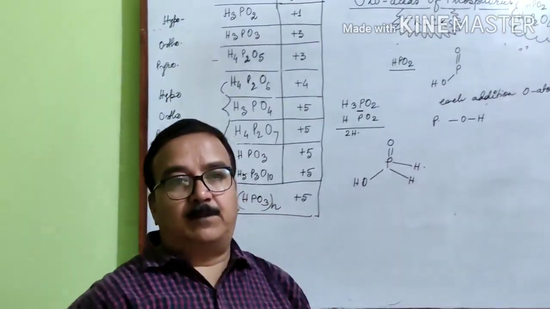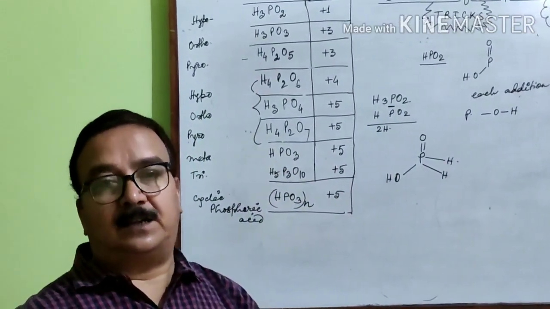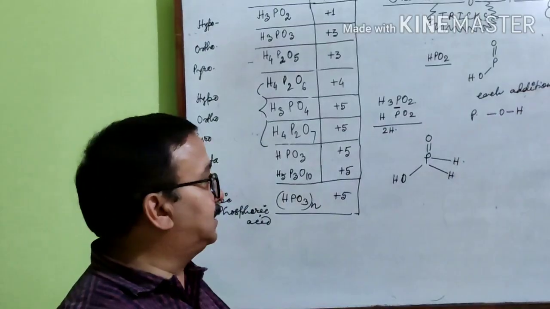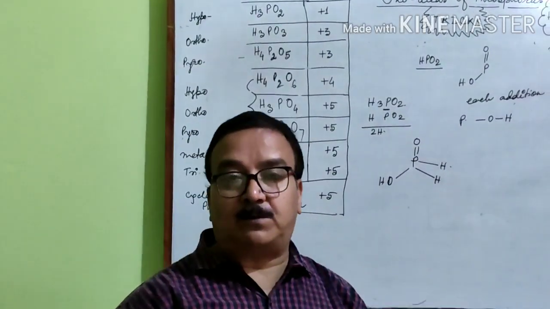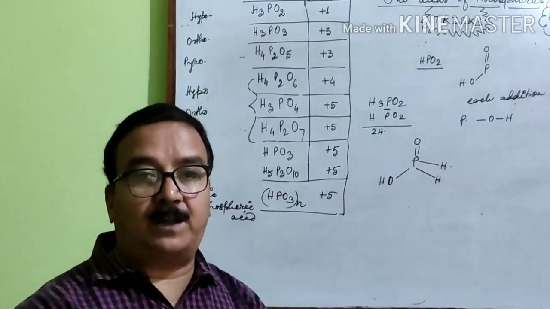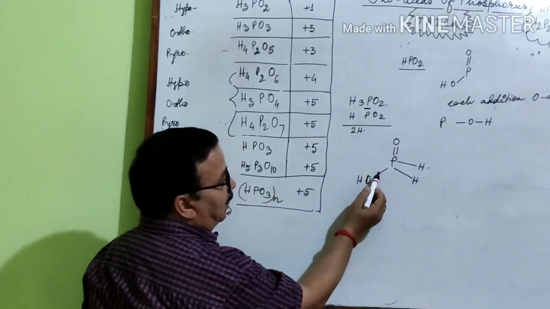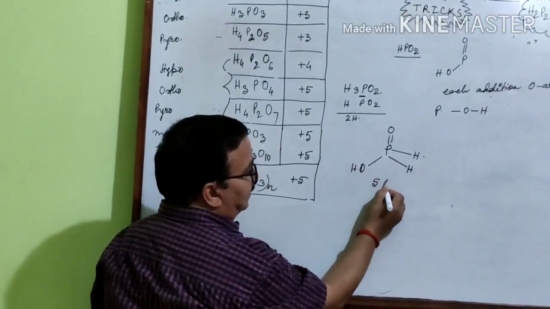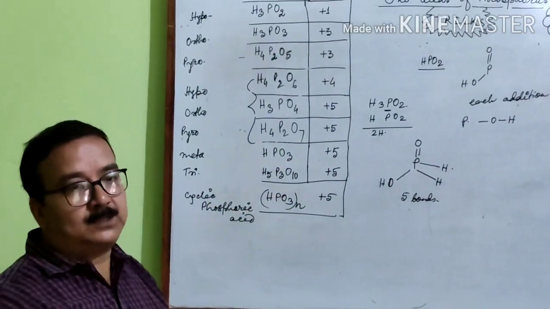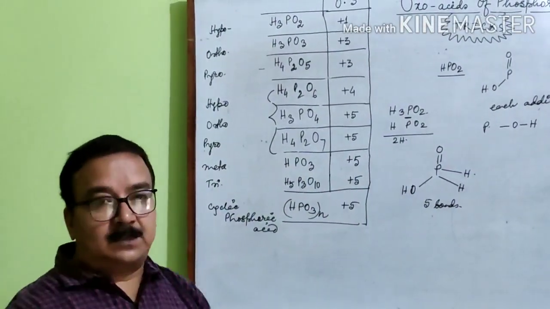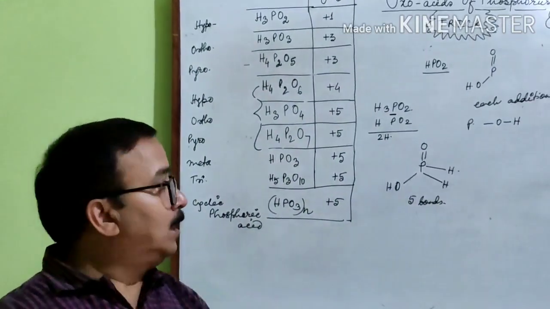The central atom phosphorus is sp3 hybridized. It has a tetrahedral structure. Remember that phosphorus cannot make more than 5 bonds. So here 1, 2, 3, 4, 5 bonds are there. So this is the structure of hypophosphorus acid. Now the question comes that you have to predict the basicity.